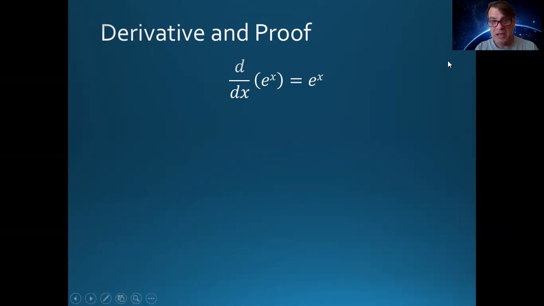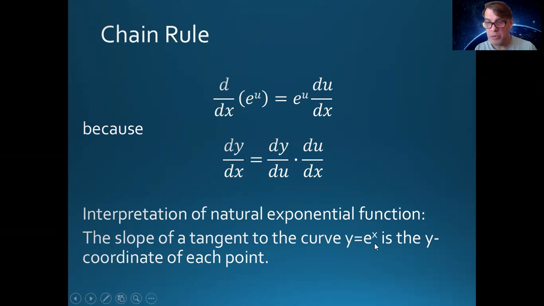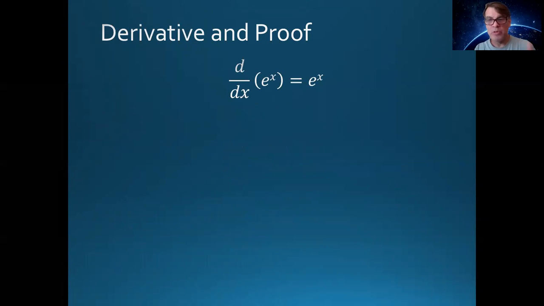What does it mean to say that the derivative of e to the x is e to the x? Well, it means that the slope of the tangent to this curve, y equals e to the x, is always the y coordinate of the point. So this is fun. The y coordinate of each point of this function is also the slope of this function. Anyway, this is the basic claim of this video.